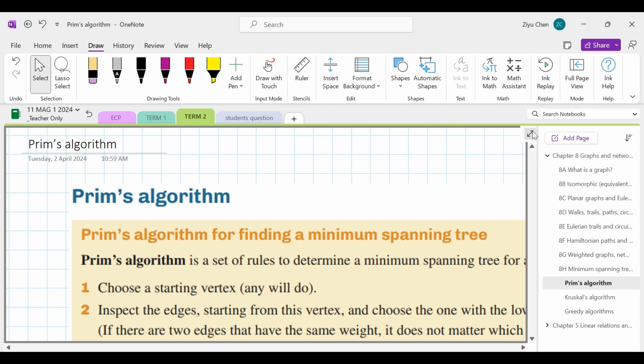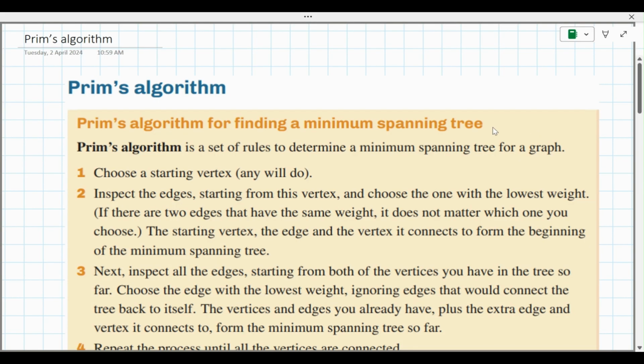Hello everyone. Today we're gonna keep going with Prim's algorithm. Before we start, a couple of rules about Prim's algorithm, which shows how to find your minimum spanning tree. So, to start at the beginning, what is Prim's algorithm? It's a set of rules that determine the minimum spanning tree for a graph.